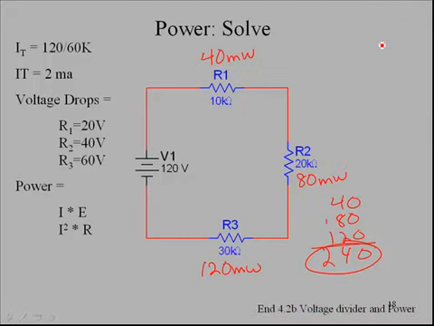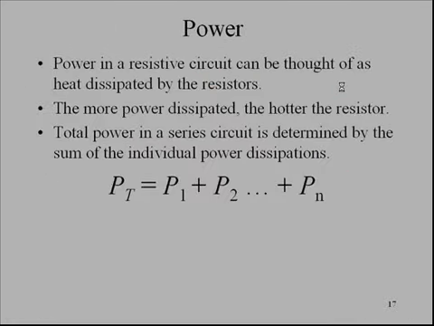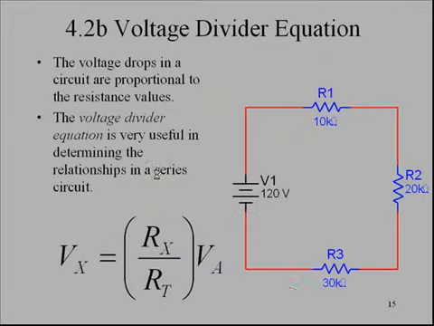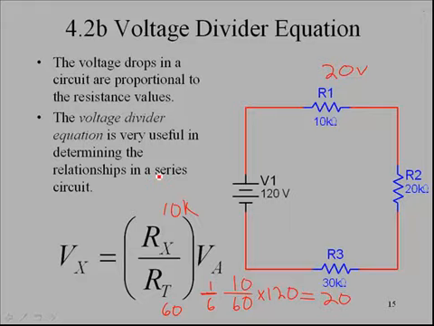Okay, this lesson we have looked at power in series circuits, and we looked at how the power is equal to the sum of all the drops. And we also looked at voltage divider calculations. We looked at the individual voltage drops across given components, and we found that the voltage drop was proportional to the resistance of the component compared to the total circuit resistance times the applied voltage. This concludes this lesson.